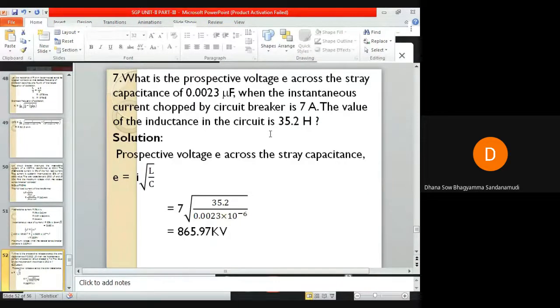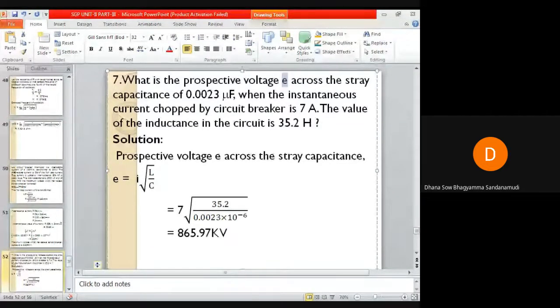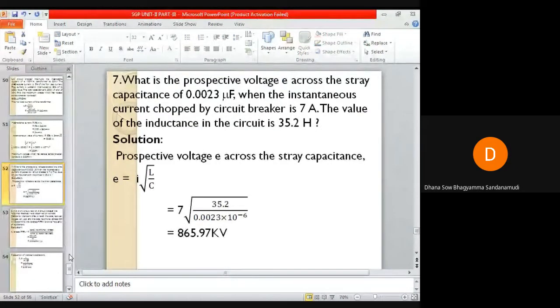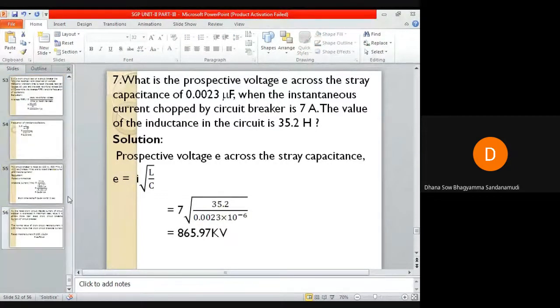Prospective voltage is the voltage which will appear across the circuit breaker contacts as soon as current chopping occurs. The formula is E equal to I into root L by C, or V equal to I into root L by C. In the problem they have mentioned the E term specifically, that's why we are writing E. So E is equal to I into root L by C, where I is 7, L is 35.2, and C is 0.0023 into 10 power minus 6. It's a simple problem. Directly you can substitute and solve.